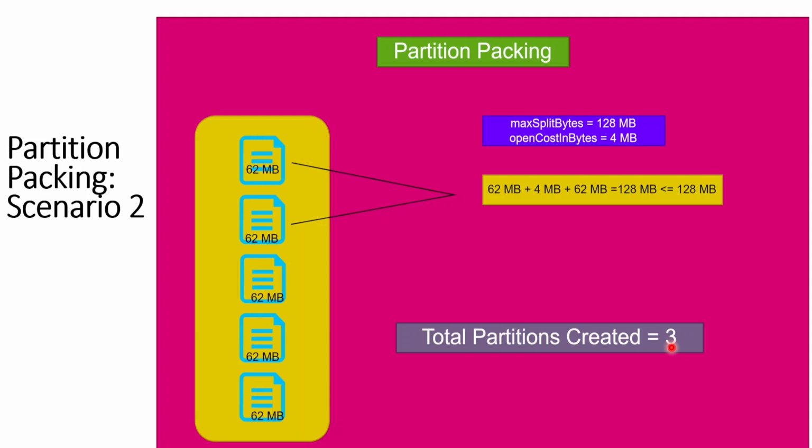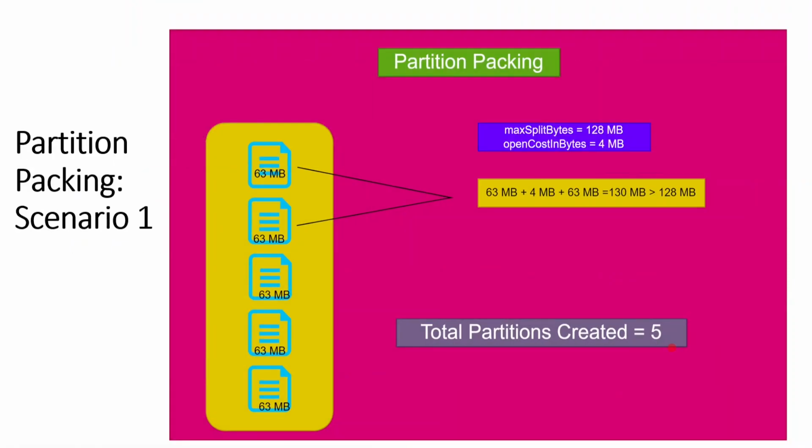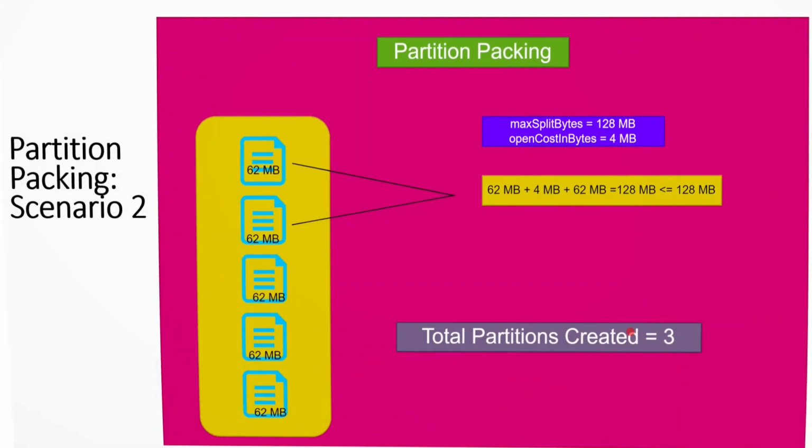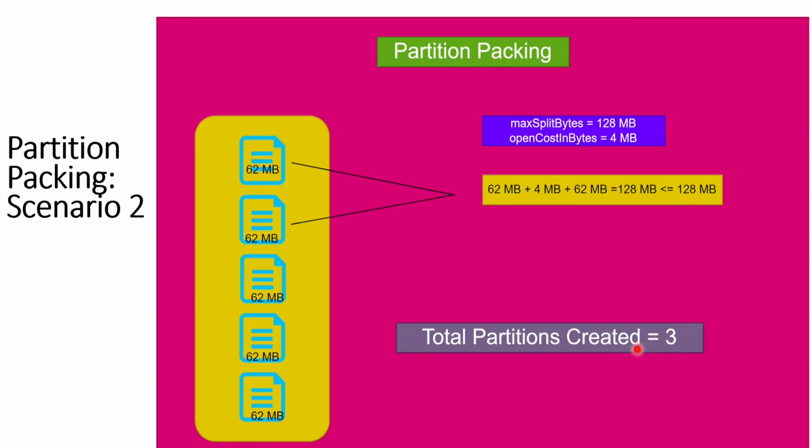I hope you understood the difference. In the previous example, we had 63 megabytes, which created 5 partitions. But in the next example, we have a very minor change in the file size, and we can see the difference in the number of partitions. It's a simple example, so we can see the difference of 5 partitions to 3 partitions. But if we have thousands of files, then we can see a very huge difference in the number of partitions for both use cases. I hope you understood.